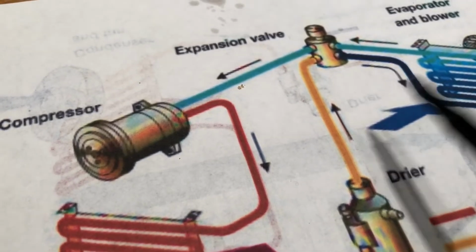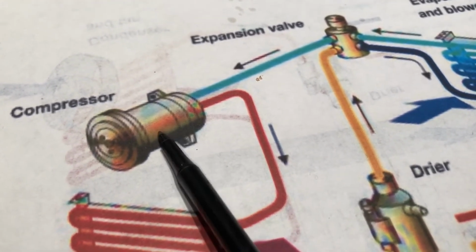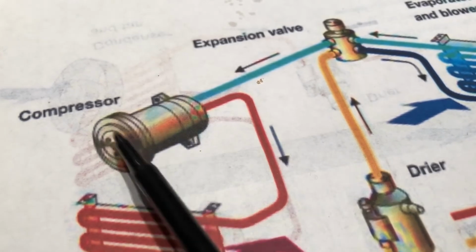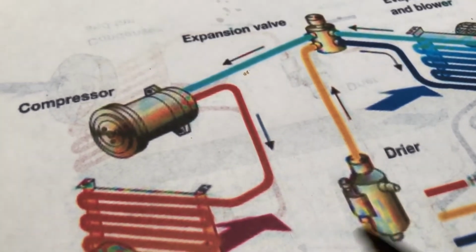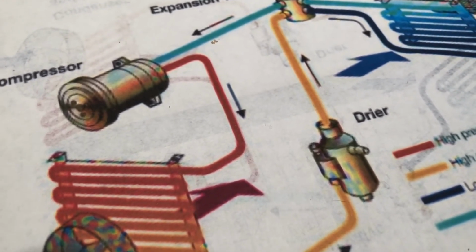So the Freon, after leaving the expansion valve, will come back to the compressor and finish the cycle here, and then it will keep cycling around the same way we described.